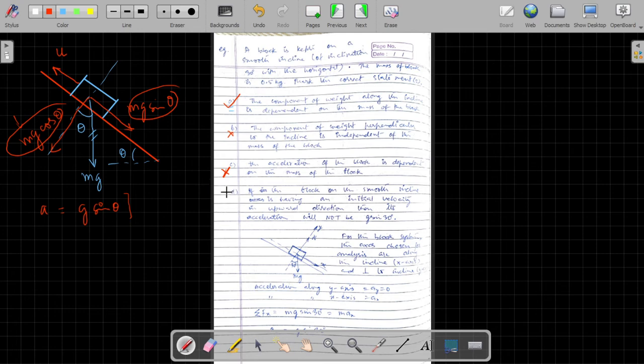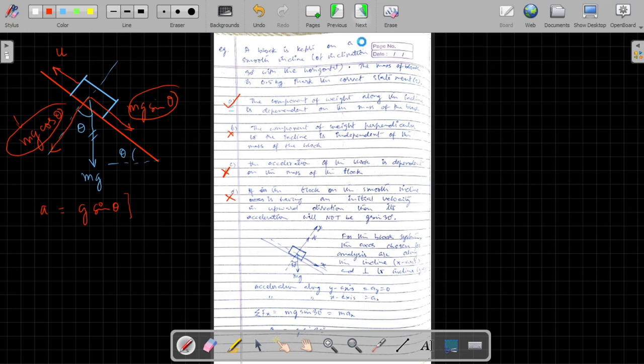So this option is also incorrect, that the acceleration of the block is not g sine 30 degree. It would be g sine 30 degree only, because theta, the angle of inclination in this case, is 30 degree. So that's why.